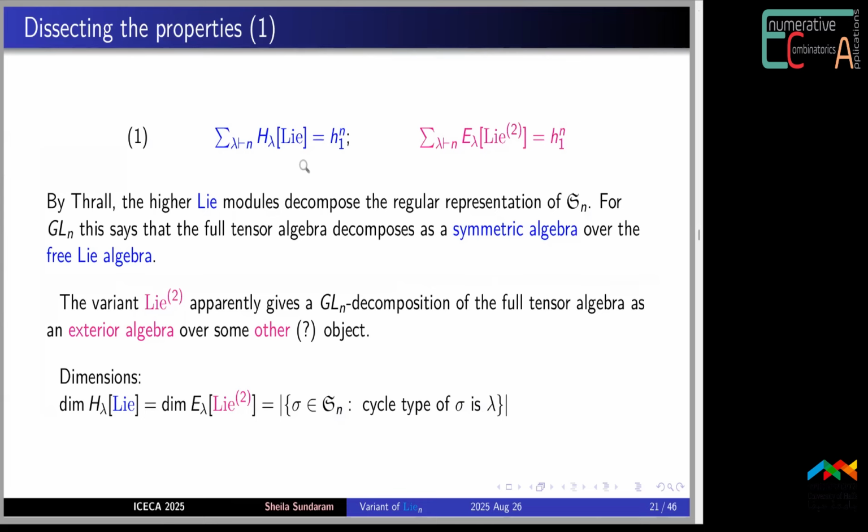So if you interpret it that way, the variant Lie superscript 2 apparently gives a GL_n decomposition of the full tensor algebra as an exterior algebra over some other object. Well, this seems a little weird to me. Again, going back to dimensions, the dimensions of the two pieces, the higher Lie or higher Lie superscript 2 pieces, are the same. It's the number of permutations in S_n with cycle type lambda.